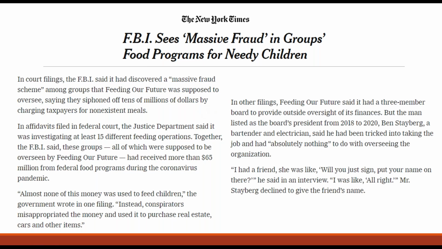And when it comes to the board, Feeding Our Future had a 3-member board, but the man listed as the president said that he had been tricked into taking the job and had absolutely nothing to do with overseeing the organization. He said that a friend just asked him to put his name on some piece of paper. He did it, and suddenly he was president of the board. So this is what happens when you are completely absent. I don't think that's going to be the situation in any of our organizations, but we are going to be thinking about what level of diligence, what level of attention we should be exercising when we're on a nonprofit board.